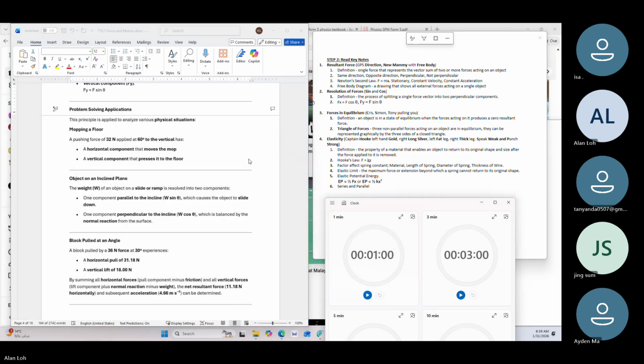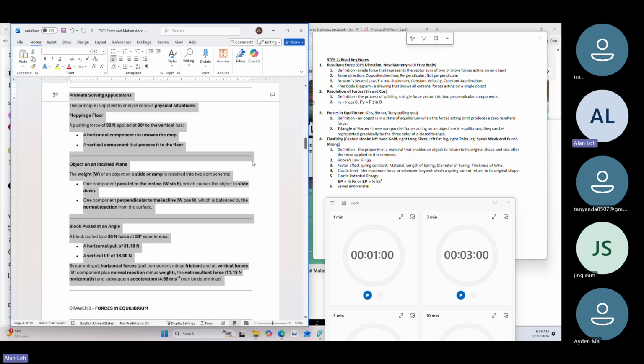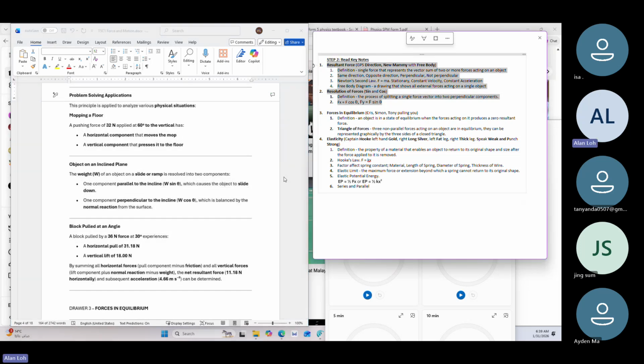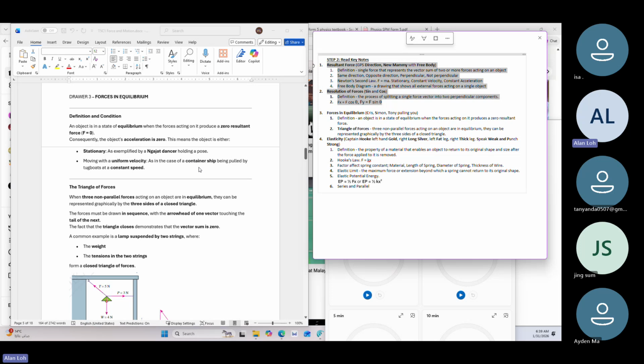All right. That is drawer number 2. Isn't that easy? You already completed 50% of the entire chapter for step 3. We only have 2 more sub chapters remaining.